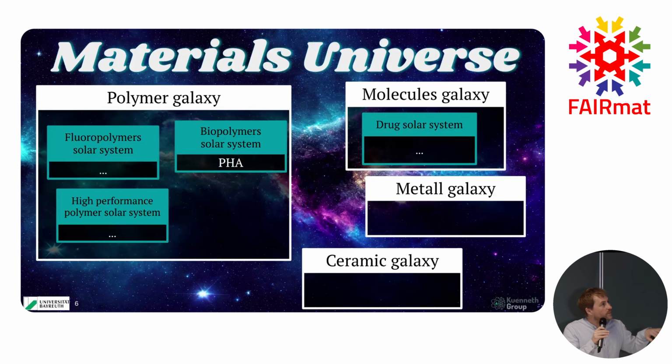If you want to zoom into this materials universe, then you can define your own galaxies. Here are some material-specific galaxies, like the polymer galaxy, that contain specific solar systems, and these solar systems might contain specific planets. Maybe every one of us works on our own material system on our own planet, and we search on this planet for the needle in a haystack, for the perfect solution. There's of course also a molecule galaxy where you maybe discover new drugs. There are metals, there are ceramics, and so on. So today I want to focus on this polymer galaxy.